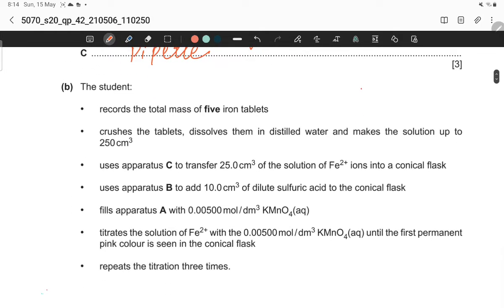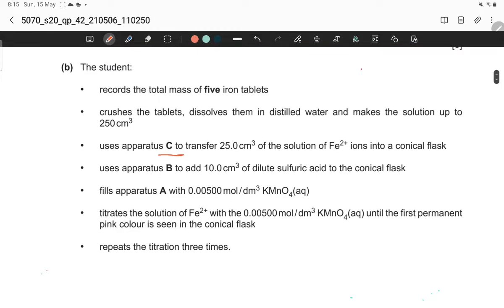The student records the total mass of 5 iron tablets, crushes the tablets, dissolves them in distilled water and makes the solution up to 250 cm cube. Uses apparatus C, the pipette, to transfer 25 cm cube of the solution of iron 2 ions into a conical flask. You know about the conical flask. This is the conical flask.